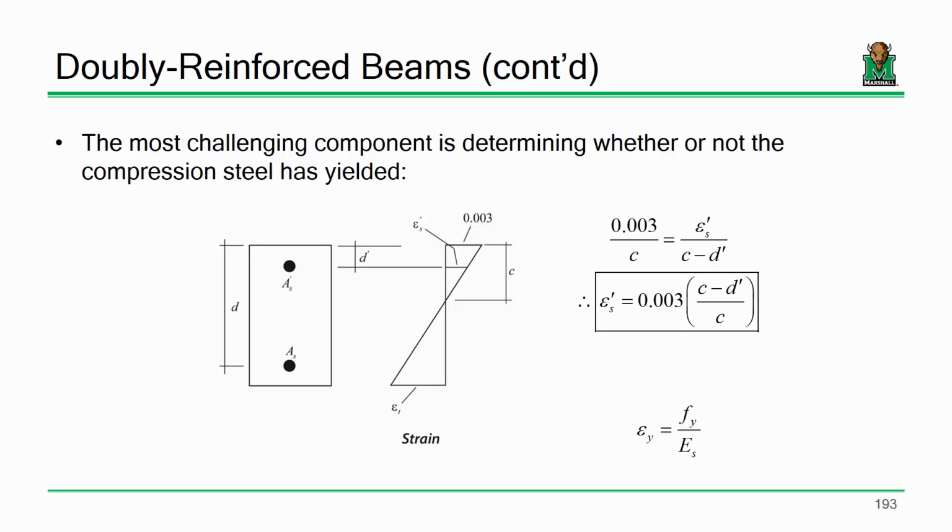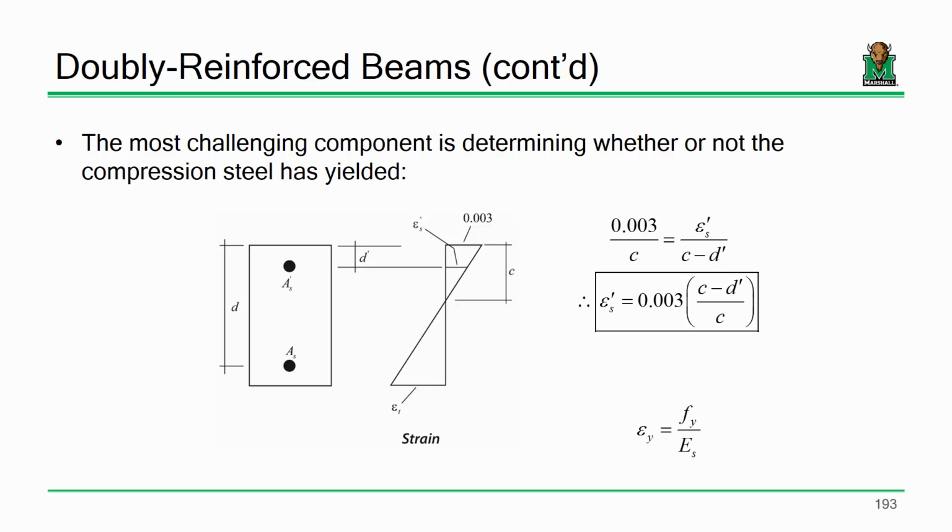It's linear in nature, so we could compute this one as 0.003 times (D minus C) over C. Now, how we did that was using similar triangles. We said that 0.003 is to this as this strain is to that, which that distance is D minus C, and we just solve for the strain.